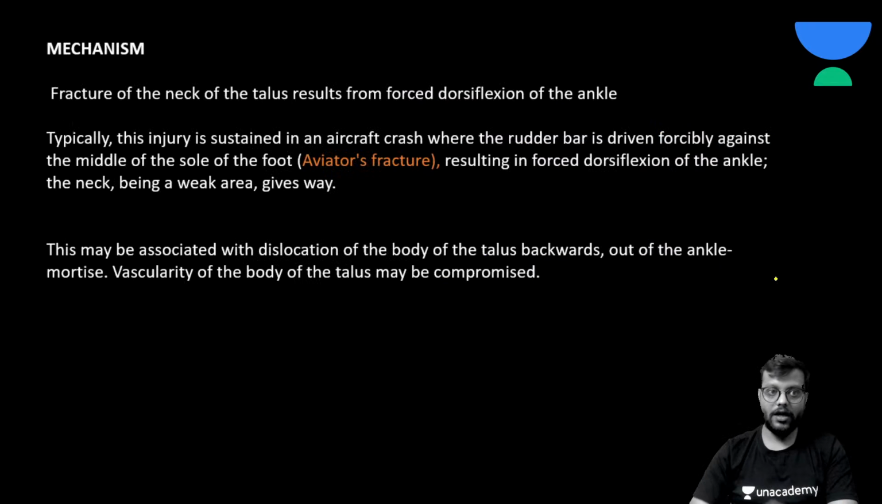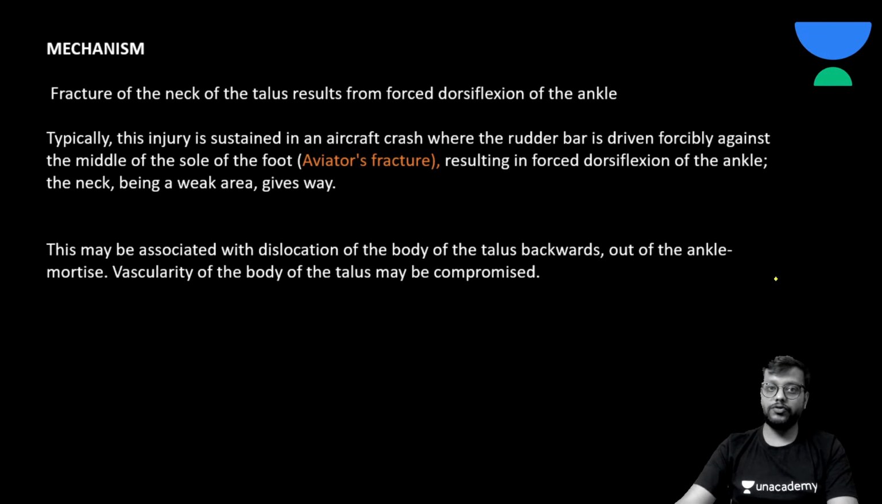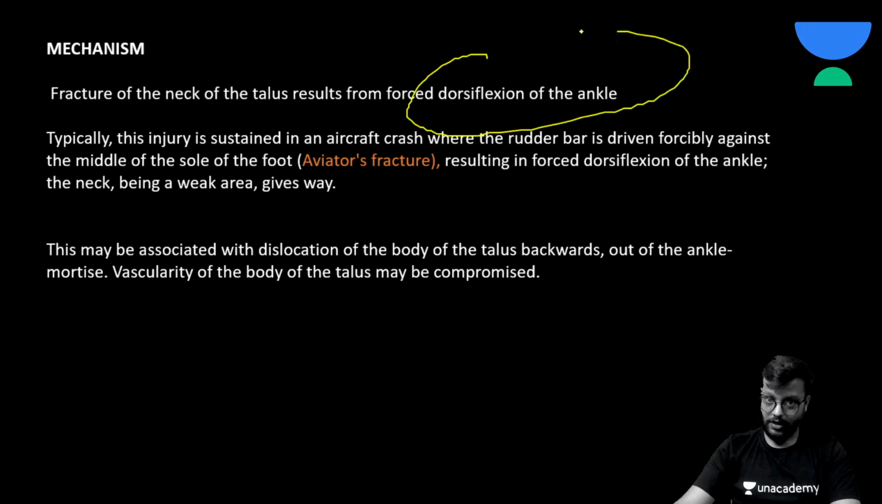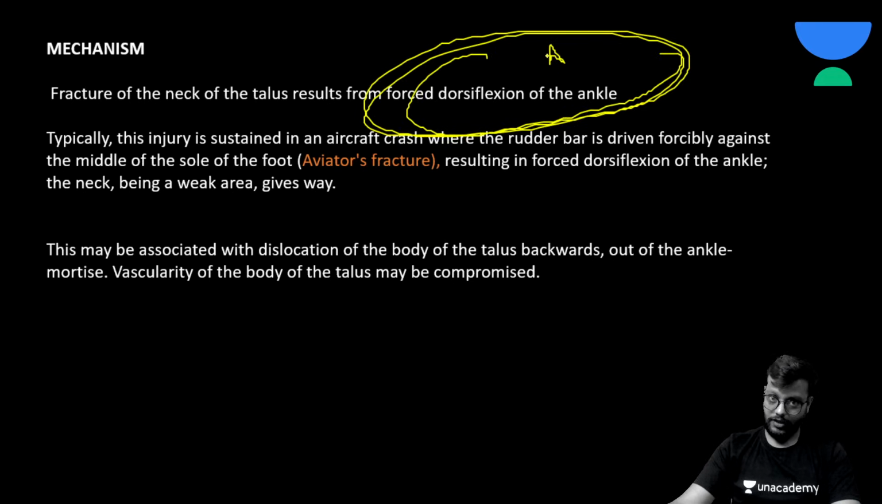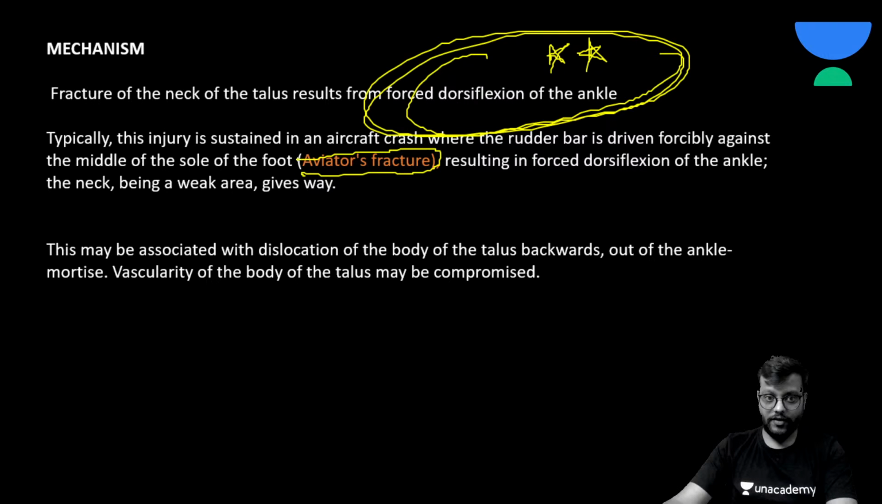Okay, now mechanism, how fracture neck of the talus occur, and it generally occurs due to force dorsiflexion of the ankle like this. अगर dorsiflexion of the ankle करोगे so उसके साथ में it will associated with the forced dorsiflexion of the ankle. Okay, now there is a special fracture which is called as aviator fracture. We have discussed this in our introductory class. Okay, and why it is called aviator fracture?